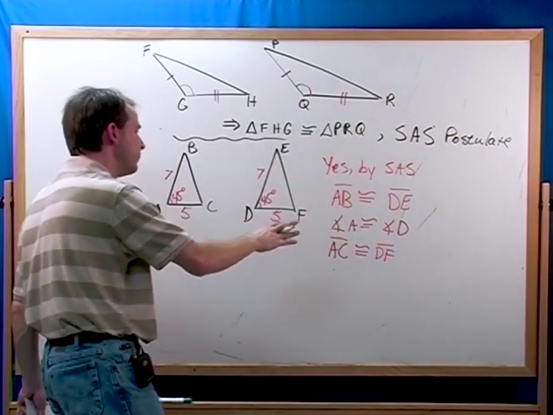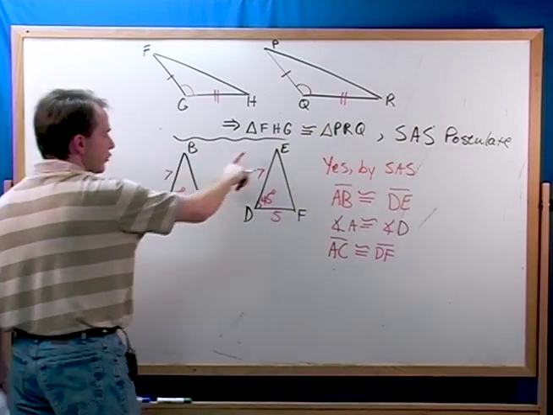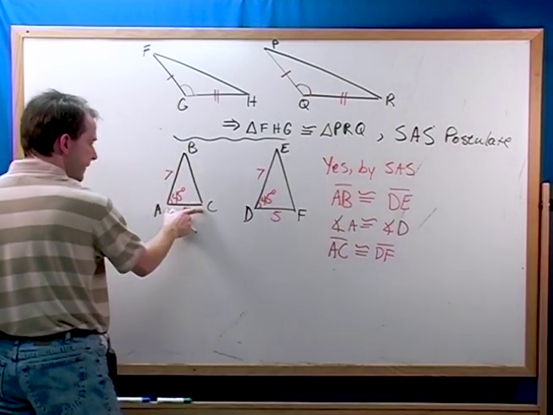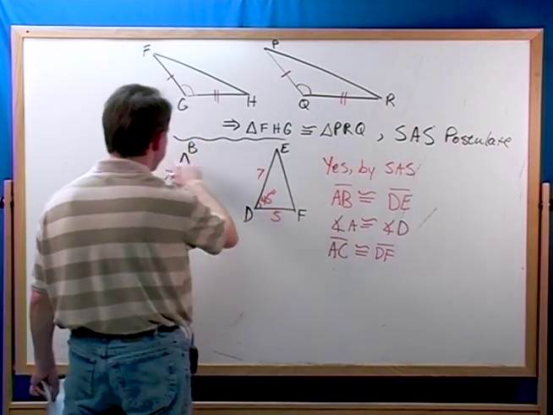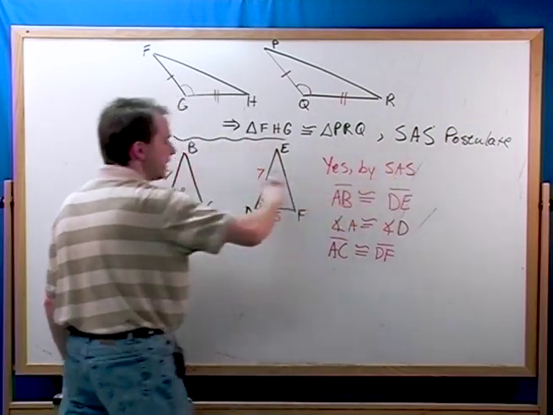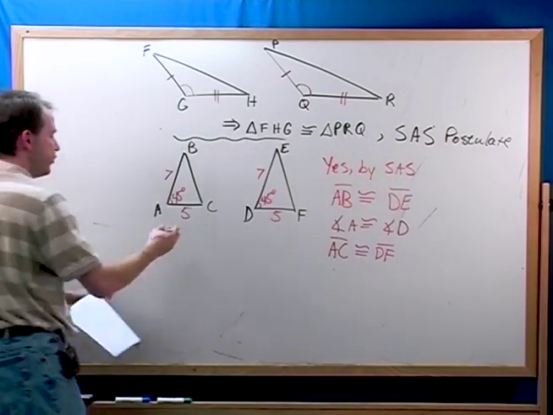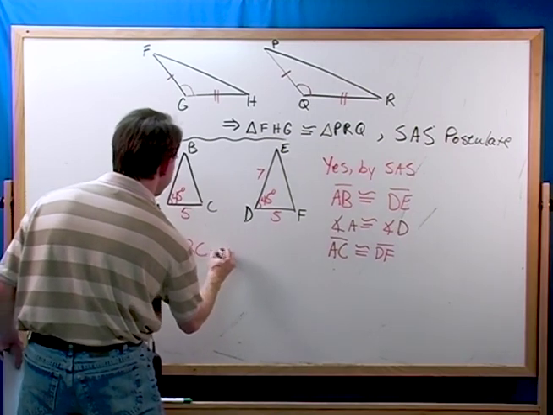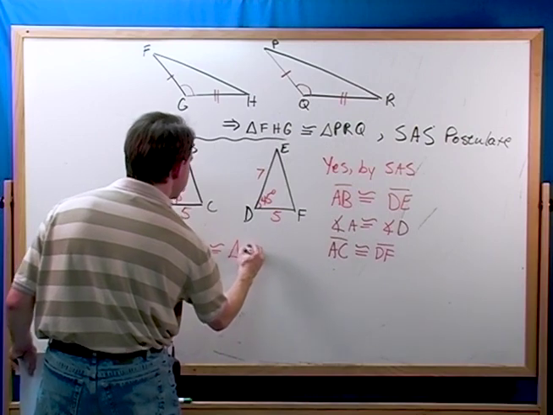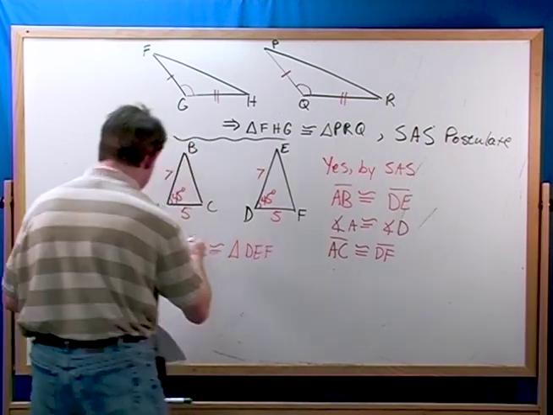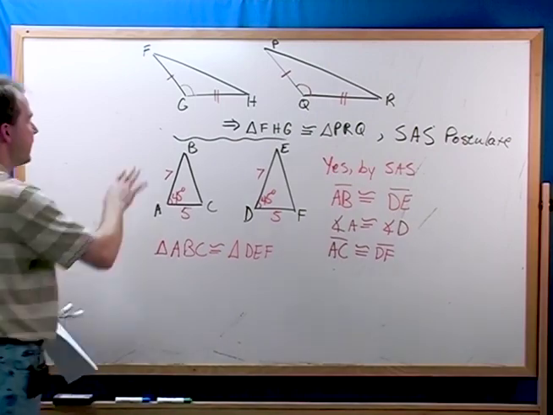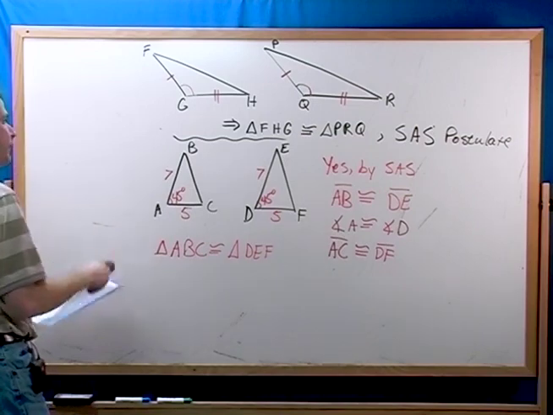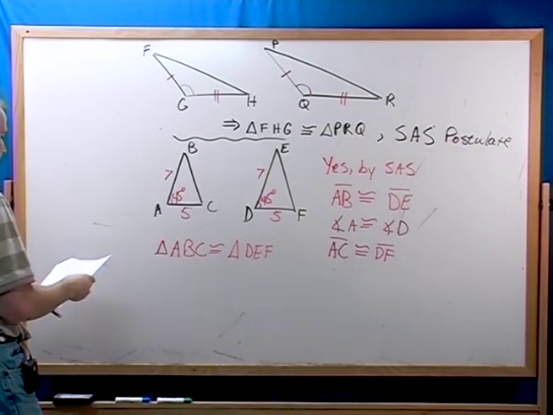So what you would do is spell it out. This side, AB, is congruent to DE. This angle is congruent to angle D. And AC is congruent to DF. So side, angle, side, by the side, angle, side postulate, yes, these two triangles are congruent. So you would say, your final answer, triangle ABC is congruent to triangle DEF. All you have to look at is find one side, an included angle, and another side congruent in both triangles, and then you've proven that those two are the same triangle.